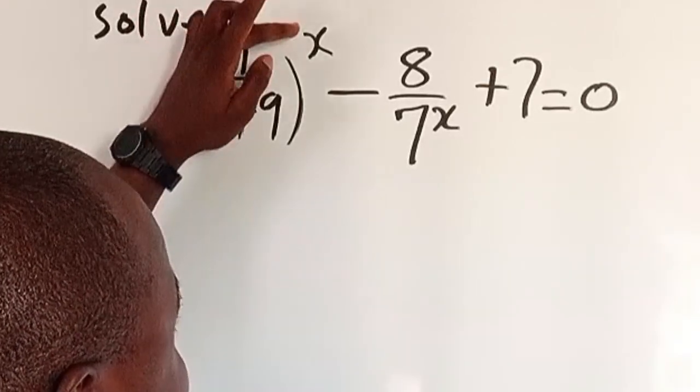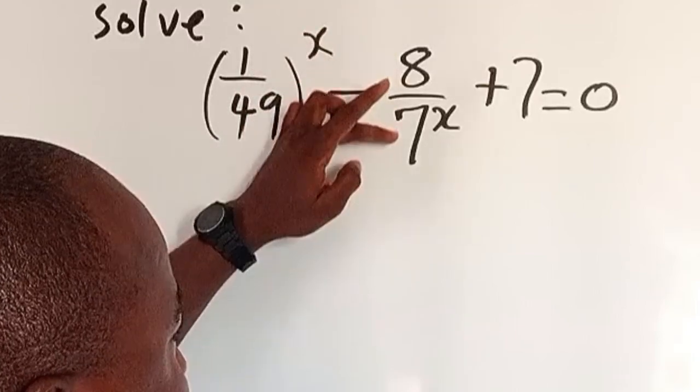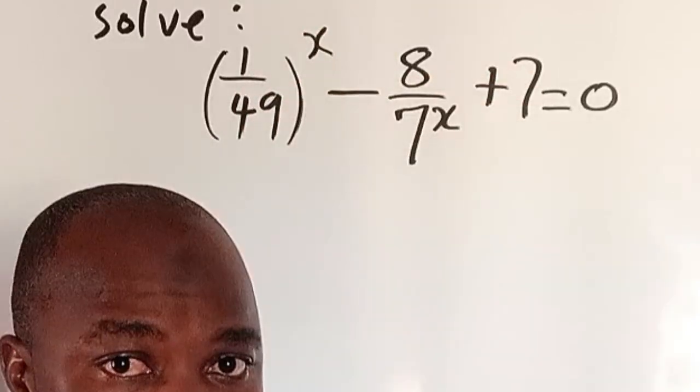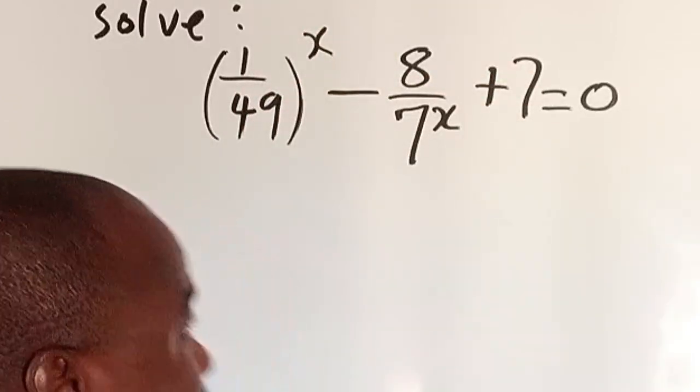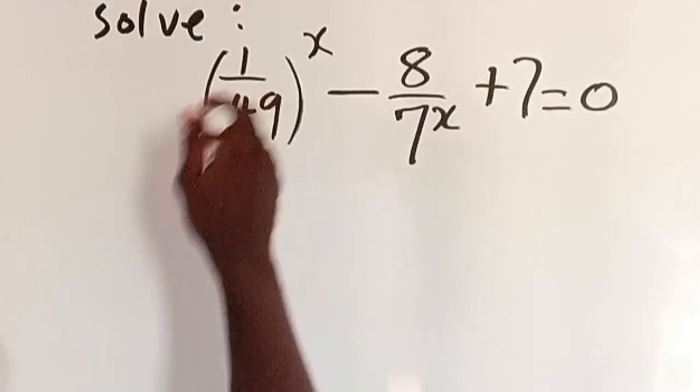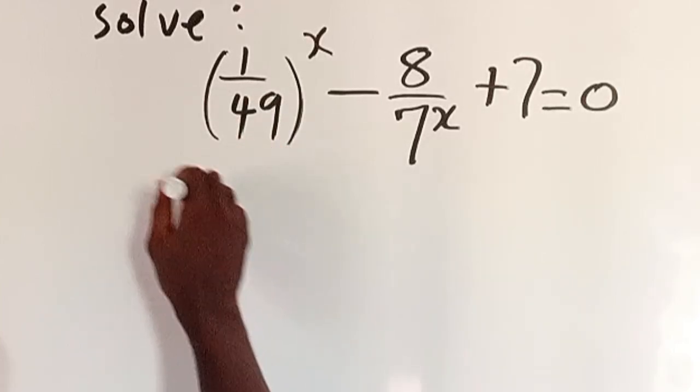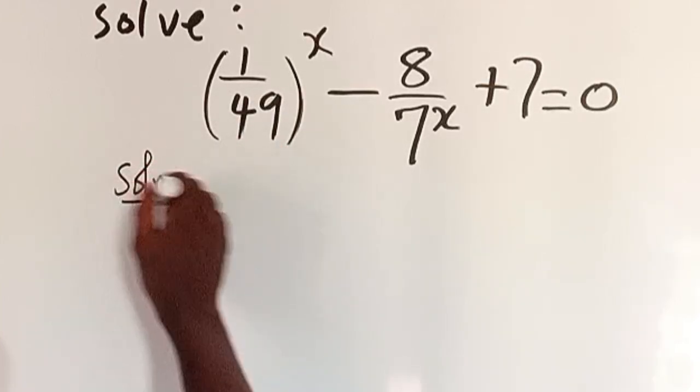1 over 49 to the power of x minus 8 over 7 to the power of x plus 7 equals 0. Now what are we going to do? I'll write this as a solution.